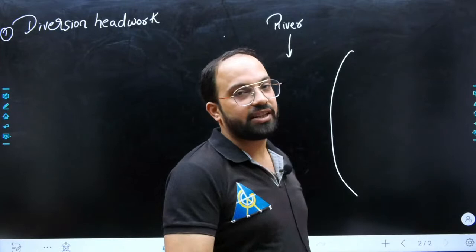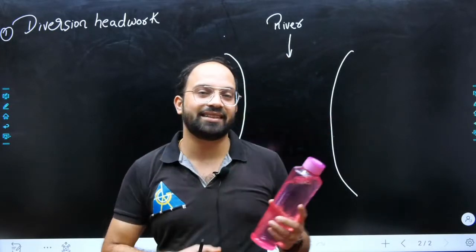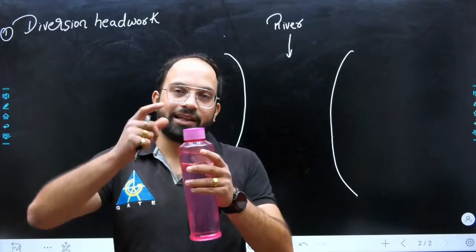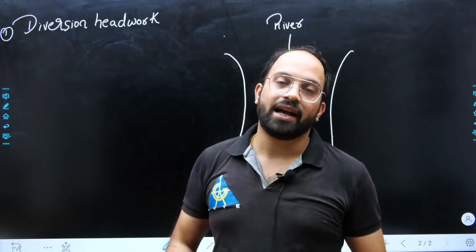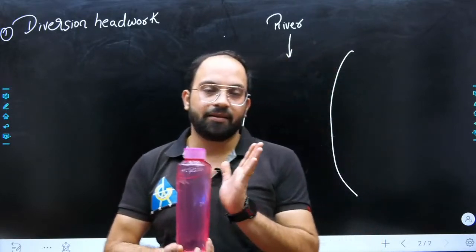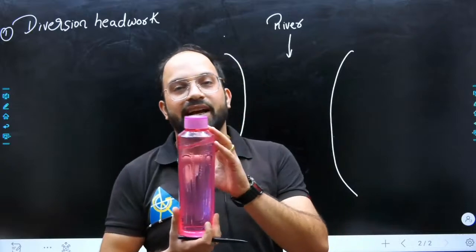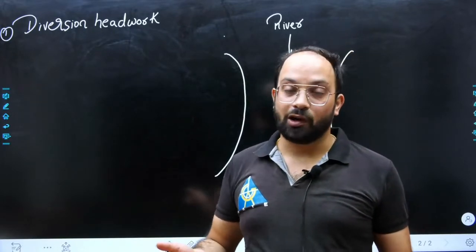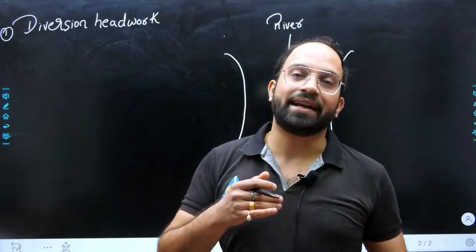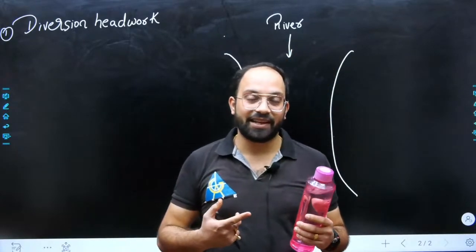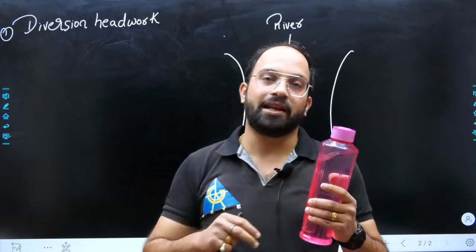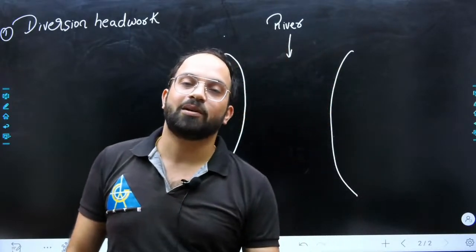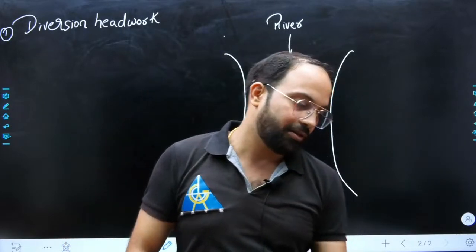Now, consider that this is not water, it is petrol. Petrol is very costly nowadays. If I want to fill petrol in this bottle, I'll put a funnel. Why do we put a funnel? To fill something in a bottle without spilling it. The funnel guides us, and since petrol is very costly, we do not want it to spill, so all of it goes into the bottle only.